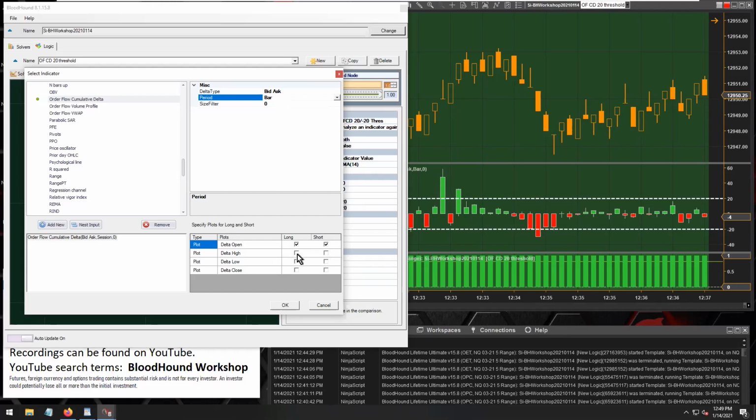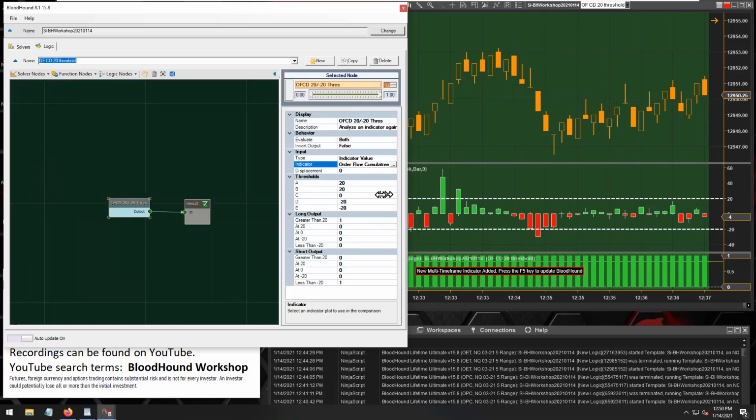So we could use either the high or the low, if we're just looking for the high of the cumulative delta or the low. Or we can verify if the closing price, if the CD actually closes past our threshold values. And I'm pretty sure that what Stefan wanted was for the cumulative delta to close on the other side of those threshold values. So we'll just use the delta close right there.